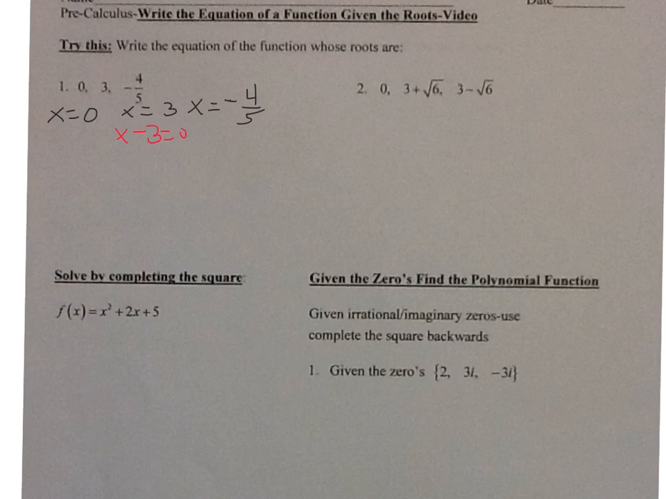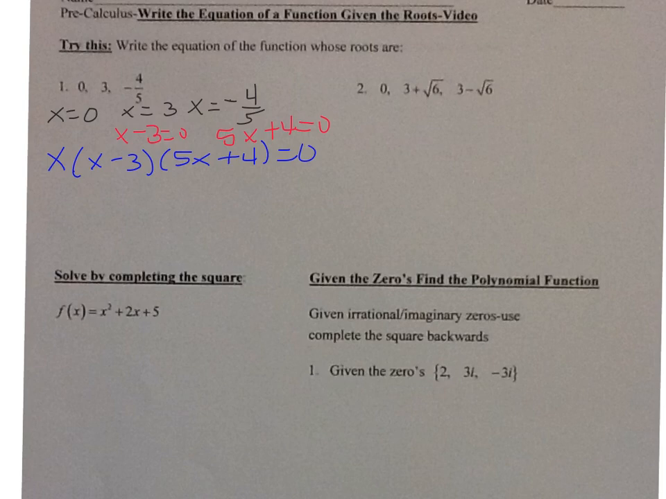And for the fraction, I'm going to cross multiply. So it would be 5x is equal to negative 4. Add 4, I get 5x plus 4 is equal to 0. Okay, so I have here x times x minus 3. So these are all my factors, times 5x plus 4.